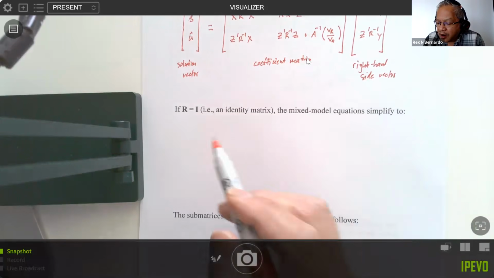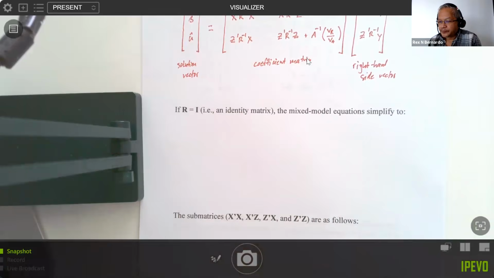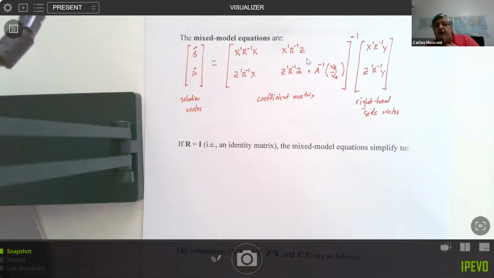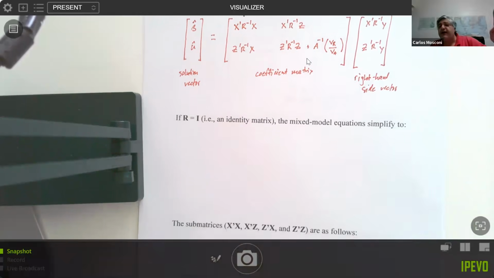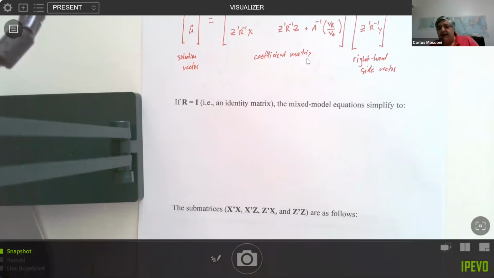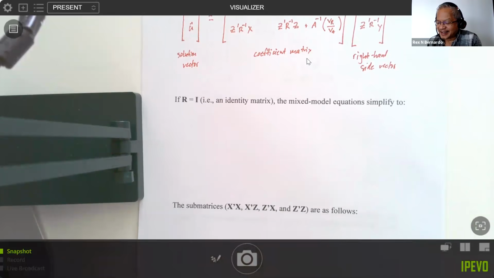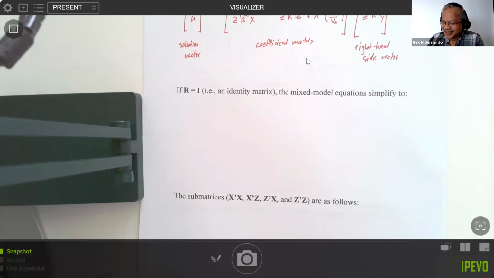Now, if R, yes, go ahead. In what way does this formulation differ from Henderson's model, from the 75 model? It's the same. Okay, so it's the same. So far you didn't contribute that much. Yeah, it's the same.